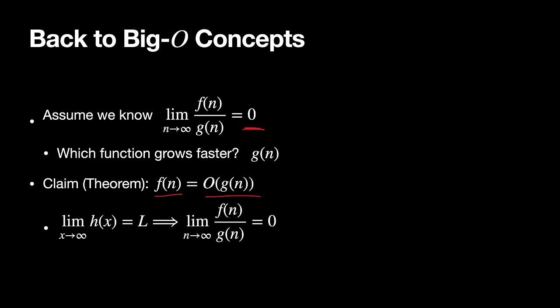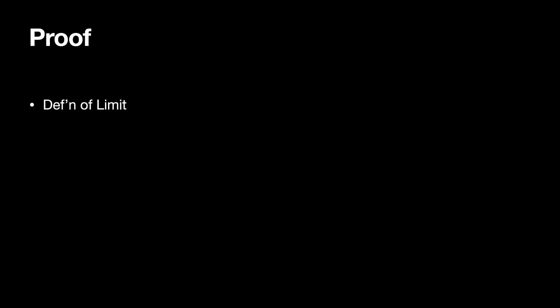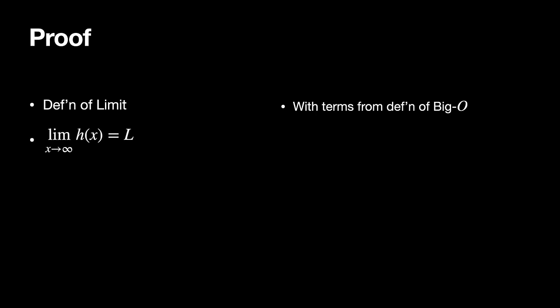Okay, so we're going to try and connect the notation that we just used for the definition of a limit to the notation that we're currently using for big O. Let's move on and use these two different definitions to prove that essentially these are equivalent things. So our proof. We'll start with the definition of a limit, and we'll also work with the terms from the definition of big O. The definition of a limit is about some function h, a function of x. It'll be equal to L as x approaches infinity.